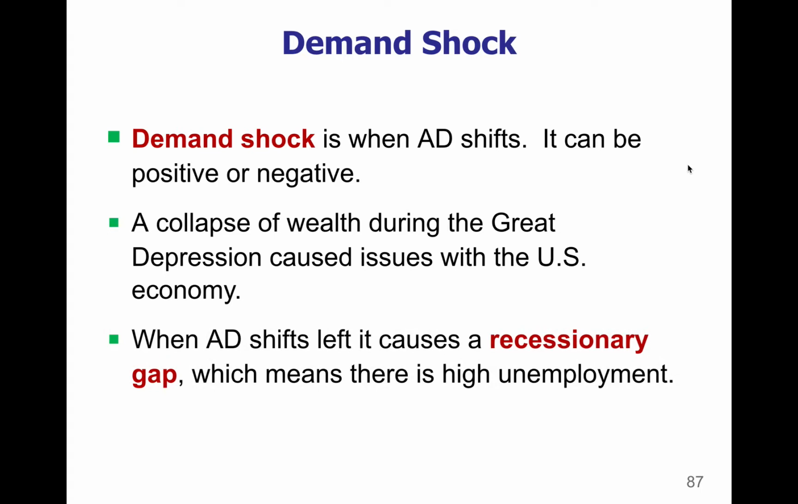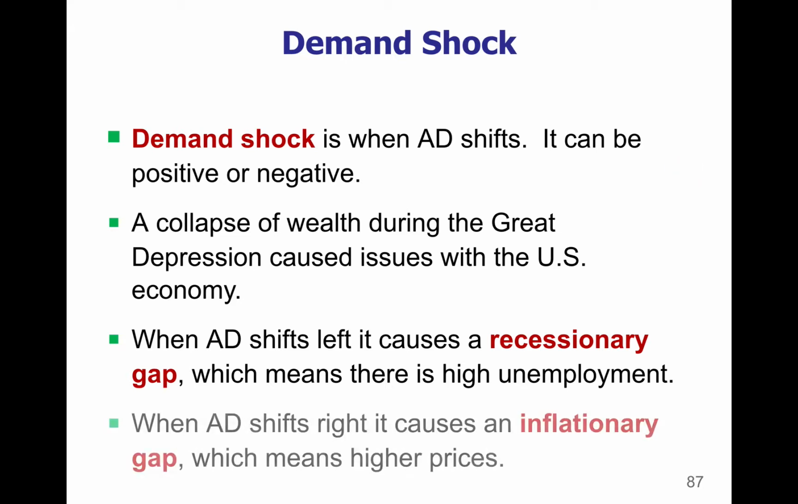So when aggregate demand shifts to the left, we refer to this as a recessionary gap. Because aggregate demand shifting to the left causes real GDP to go down, which causes a recession. Our equilibrium is now to the left of our long-run line, and this is referred to as a recessionary gap where there is high unemployment. If aggregate demand shifts to the right, we call it an inflationary gap, because aggregate demand shifting to the right causes price levels to go up, which is inflation.